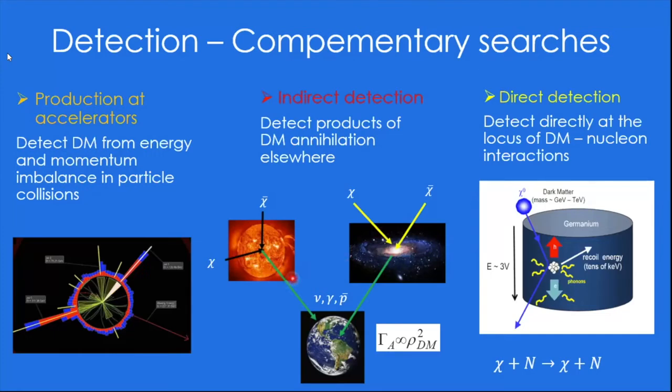In indirect detection, we look for annihilation products from neutralino and anti-neutralino. The products are such as neutrinos, gamma rays, and antiparticles such as positrons or antiprotons.